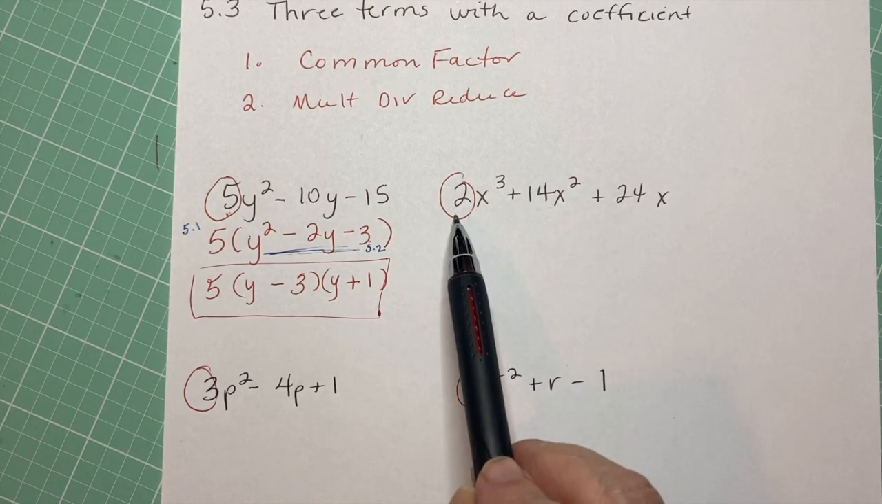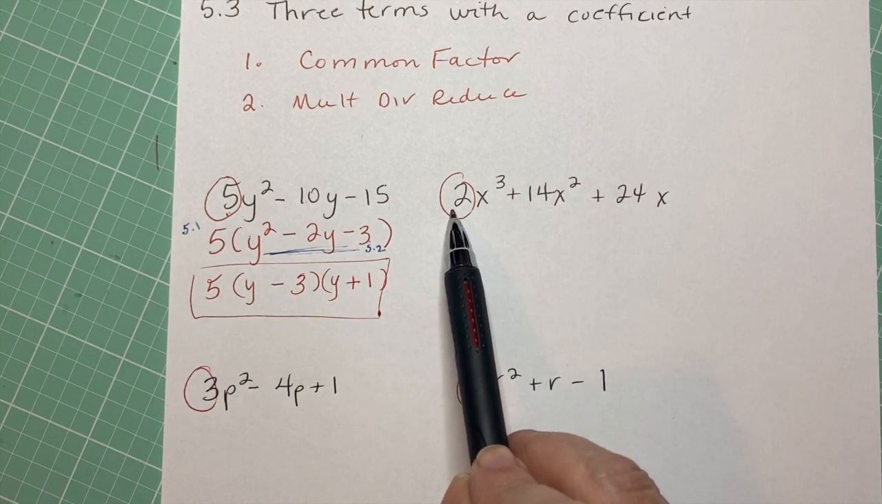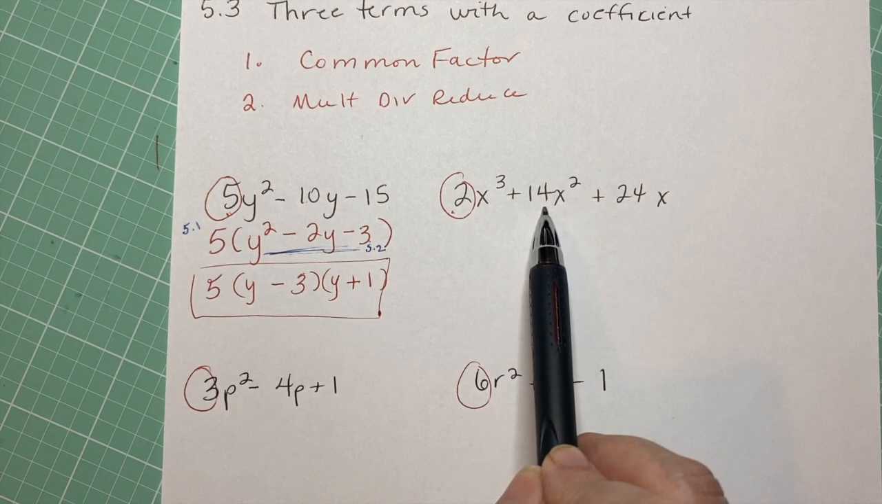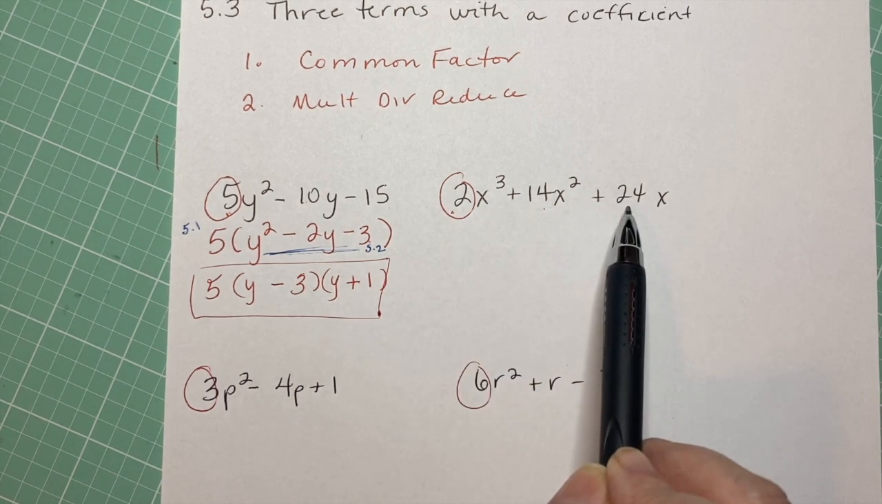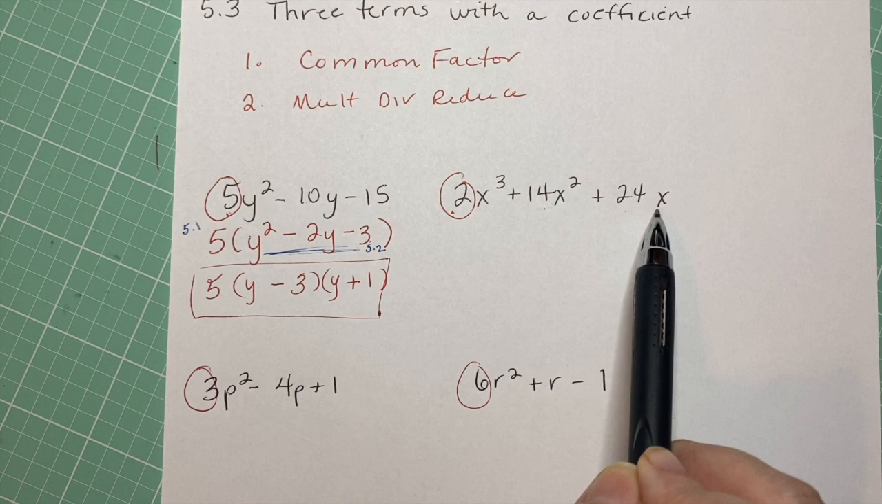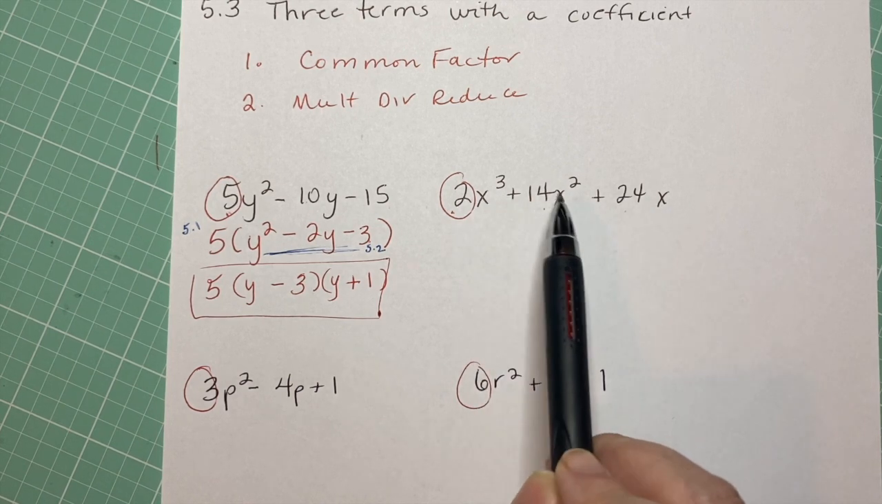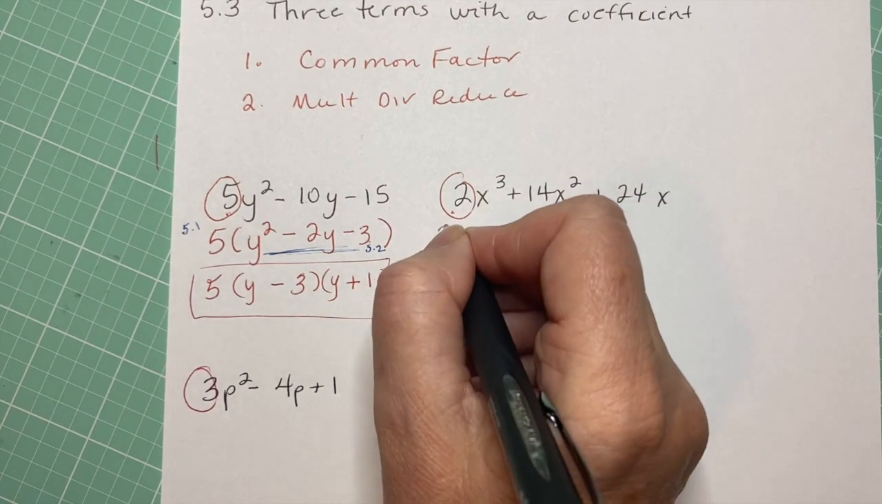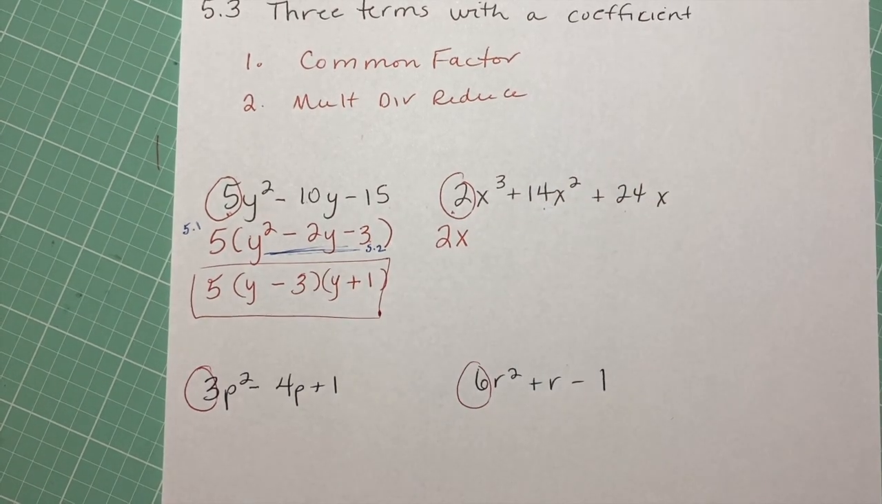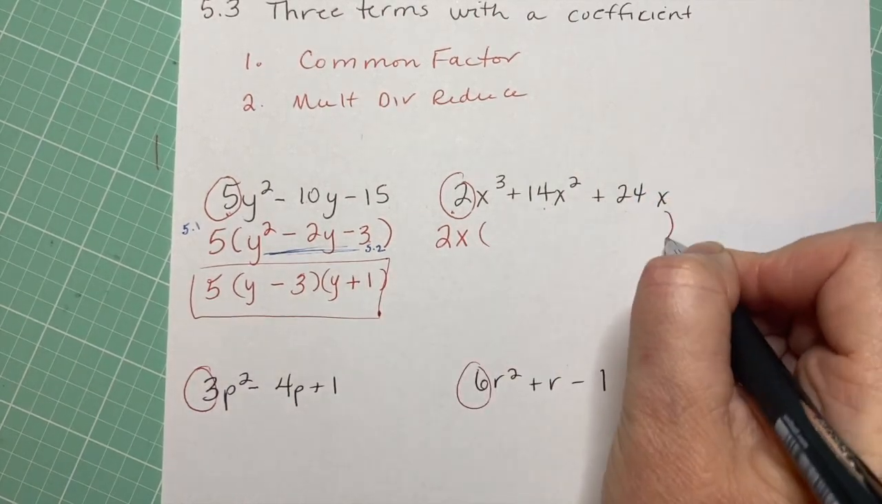This next one, the same thing. As soon as I see a 2 here, I want to ask myself, will 2 go into 14? Yes. Will 2 go into 24? Yes. But I also see this x here. Do you see they also all have an x? So this has a common factor of 2 and an x because they all have those in common. So we're going to factor that out.